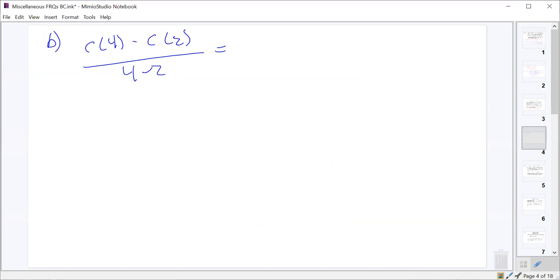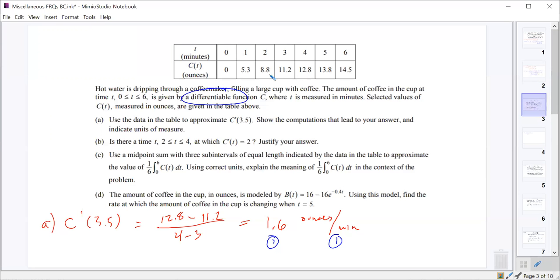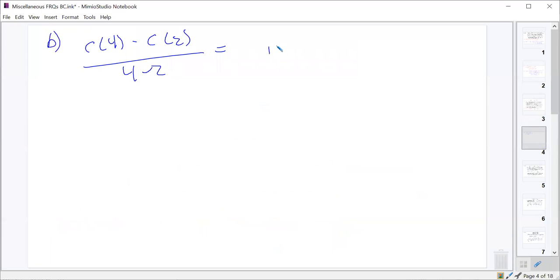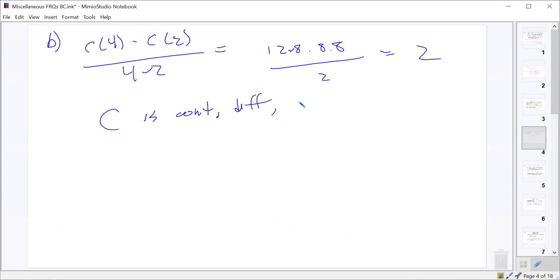I should have looked at what those values were, and I didn't. 12.8 minus 8.8 over 2 looks like that's equal to 2. And so you'll say C is continuous and differentiable. And you don't need to write out the average rate of change on 2 to 4 is 2, which is what we just found above.